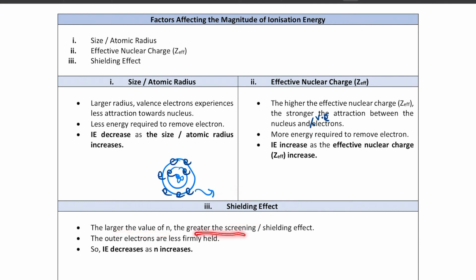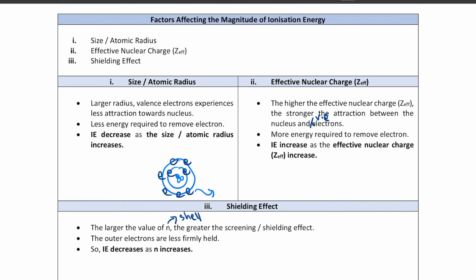Okay, the larger the value of N, the greater the shielding or the screening effect lah. So the outer electrons are less firmly held. So ionization energy will decrease as N increases. Okay, N tu apa? N tu adalah shell lah in this case. Okay, so N itu adalah shell.